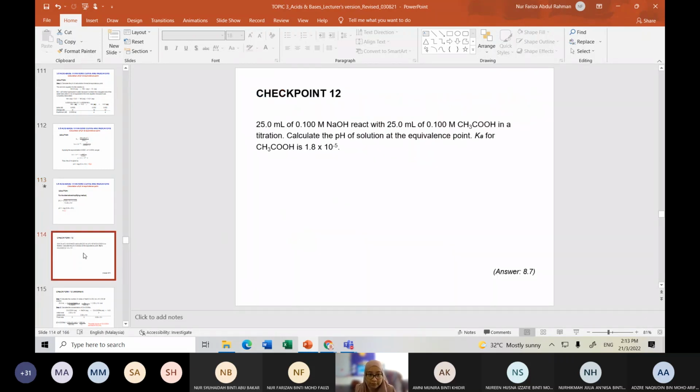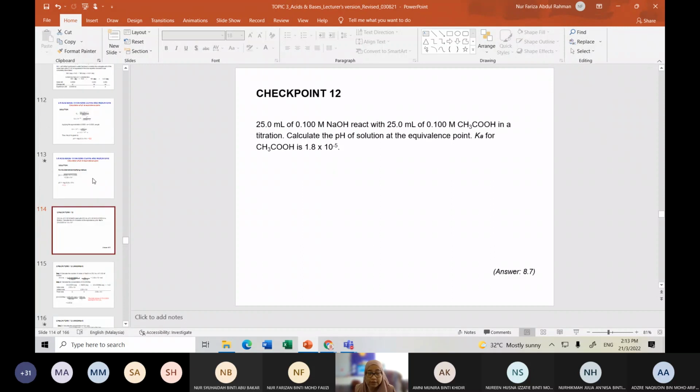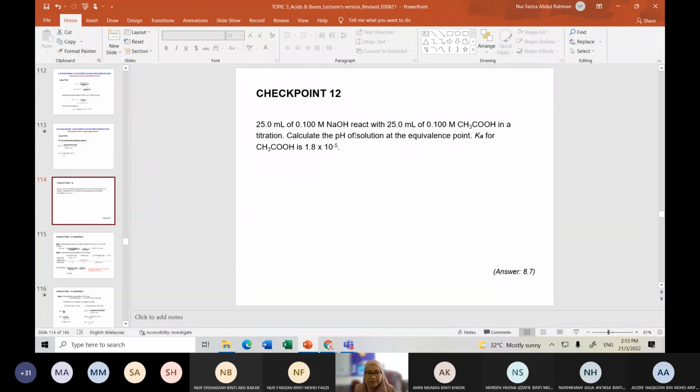Okay, so I believe that we have discussed this one before we had our holiday. Betul tak, guys? Saya percaya yang saya dah discuss this one. Check. Dah, madam. Checkpoint tuan. Okay, I remember that last time we did this one together.